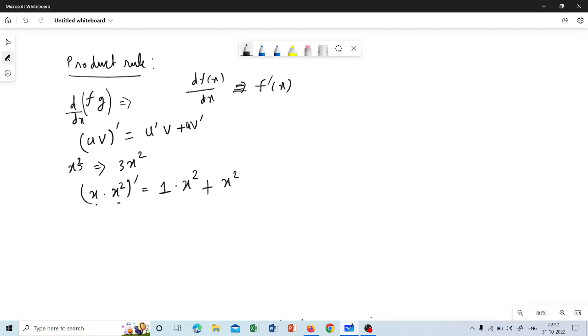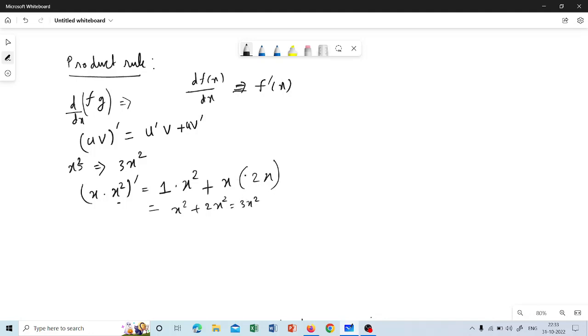I have to write x, not x square. I have already taken the derivative of x, so there is no meaning in taking it again. So I write x and take the derivative of x square, that is nothing but 2x. So I can write this as x square plus 2 into x square, 2x square, equal to 3x square.